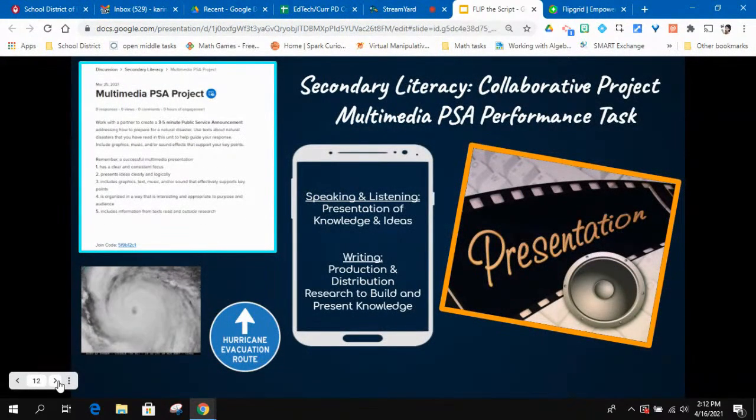And finally, Flipgrid can be used as a collaborative project. This example uses a multimedia PSA performance task. So at the end of the unit of instruction on natural disasters, students create a 3 to 5 minute multimedia public service announcement with a partner to address how to prepare for a natural disaster. This Flipgrid can be used to address the speaking and listening as well as writing standards.